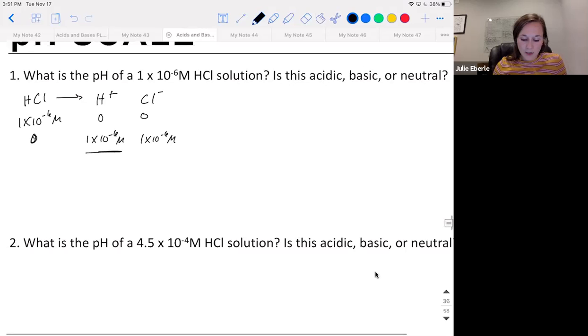Here is our concentration of H plus. Is this greater than, less than, or equal to 1 times 10 to the minus 7? Madison says it's basic. She changed her mind. She says acidic. Sarah says that's right. It's acidic. 1 times 10 to the minus 6 is greater than 1 times 10 to the minus 7. Okay, so this is acidic.